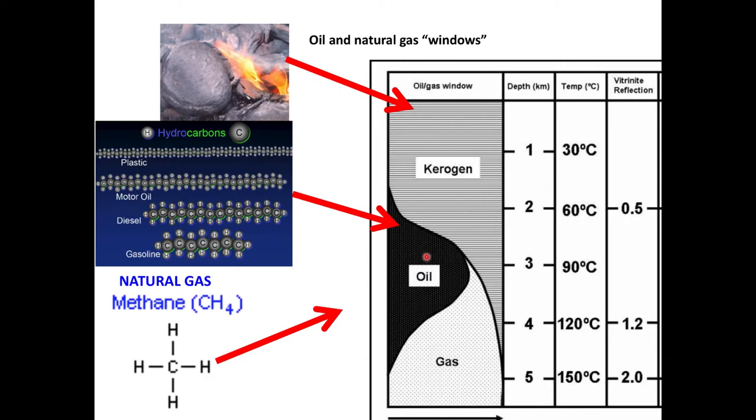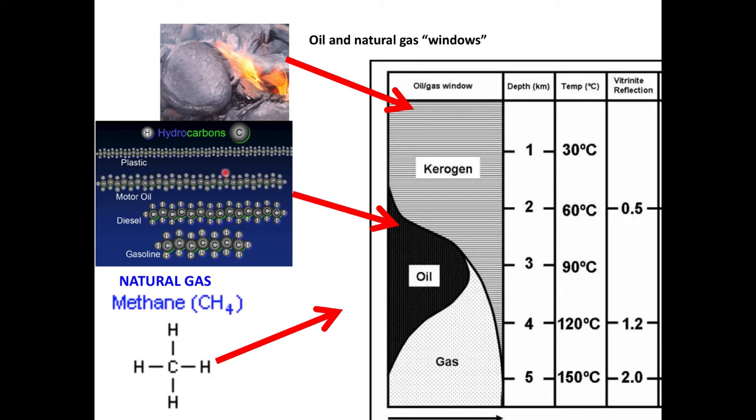And as that liquid oil continues to be buried deeper and the temperature increases, that liquid oil is converted to methane or natural gas, where all of the hydrocarbons that constitute kerogen and oil are broken down. When we say natural gas, that would be only methane, one carbon and four hydrogen atoms bonded together, CH4. So notice we go from kerogen to oil to gas as a function of increasing depth and increasing temperature.